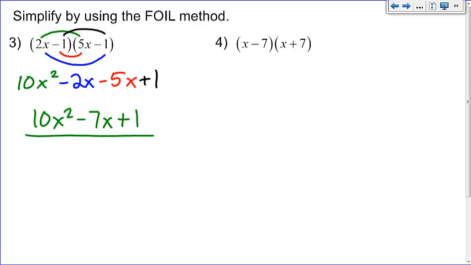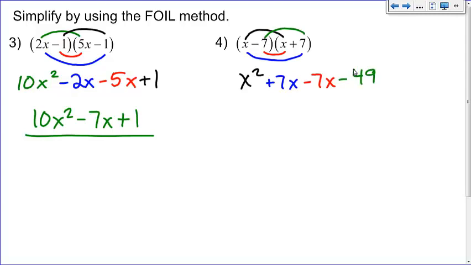All right, let's use the same process on number 4, the FOIL method. First times first would give us x squared. Outer times outer, plus 7x. Inner times inner gives us minus 7x. And then finally, last times last gives us minus 49.